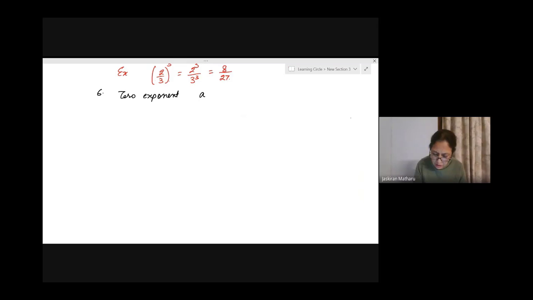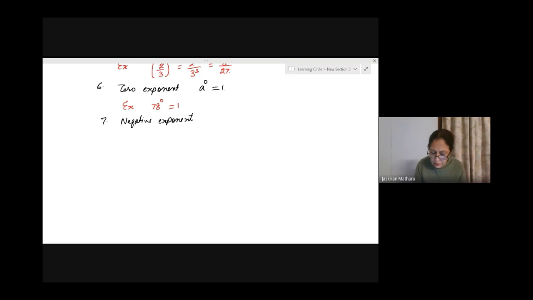Rule number 6 is zero exponent. So any number raised to the power 0 is equal to 1. Example, 78 raised to the power 0 is equal to 1. Negative exponent rule. a raised to the power minus x can be written as 1 upon a raised to the power x. Example, 4 raised to the power minus 2 is equal to 1 upon 4 raised to the power 2. It is equal to 1 by 16.